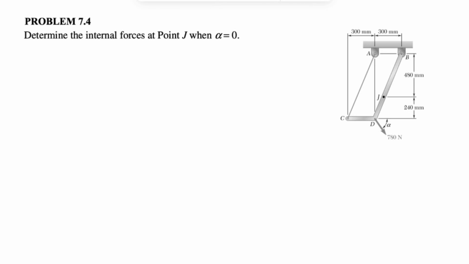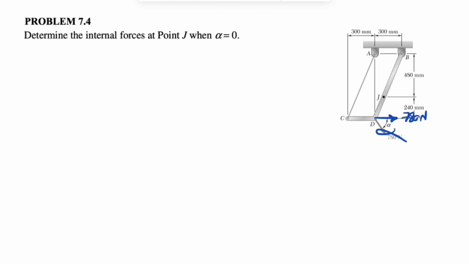We're going to be solving question 4 from chapter 7 of the Beer & Johnston textbook, Engineering Mechanics, and we need to determine the internal forces at point J when the angle alpha in here is equal to 0. So basically the force 780 newtons that we have is going to be in this direction, 780 newtons, so forget about this part. And we're going to start with the free body diagram.